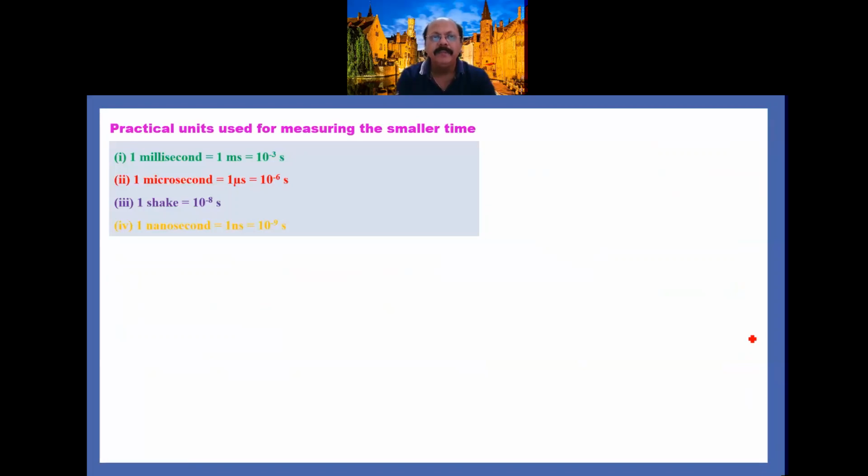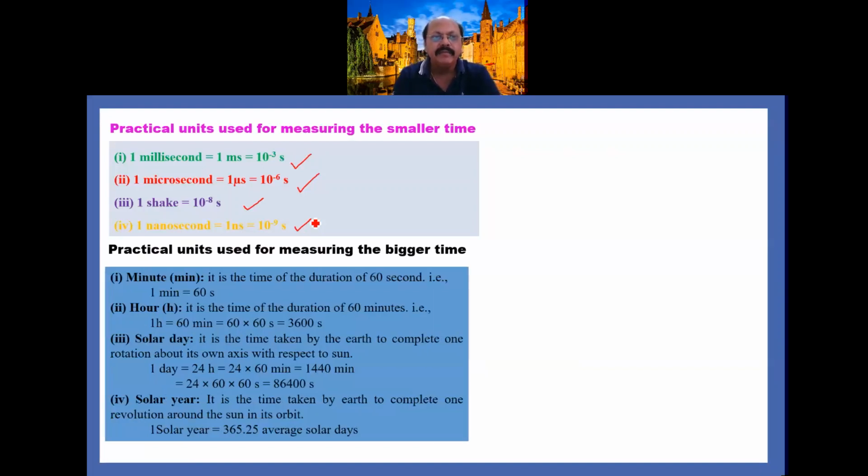Now we take some practical units used for measuring smaller time. 1 millisecond equals 10 to the power minus 3 second, 1 microsecond equals 10 to the power minus 6 second, 1 shake equals 10 to the power minus 8 second, 1 nanosecond equals 10 to the power minus 9 second, and their symbolic representation is also given here. Now similarly, practical units used for measuring bigger time are here.